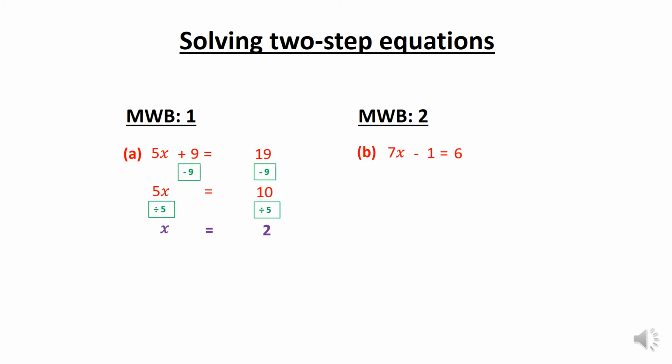Okay, let's see if you got the correct answer. Hopefully everybody started with plus 1 on each side. Then you end up with something like that, and then divide by 7 on both sides, so you get x equal 1.